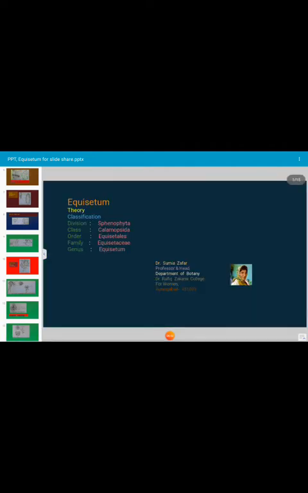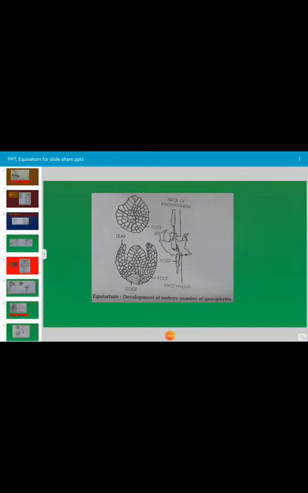Next, this is the development of embryo. After the fertilization takes place, fertilization means fusion of male and female gamete. After fusion of archegonium and antheridium gametes, a zygote is developed. Zygote is a diploid structure, and this zygote does not divide by reductional division, and directly it germinates and embryo is developed, and that embryo at maturity produces a sporophytic plant of Equisetum. This is the life cycle of Equisetum.